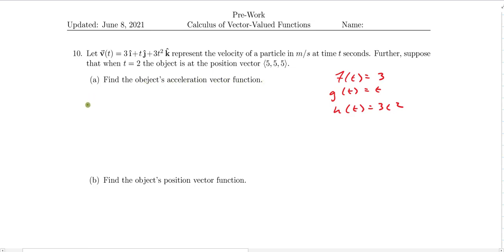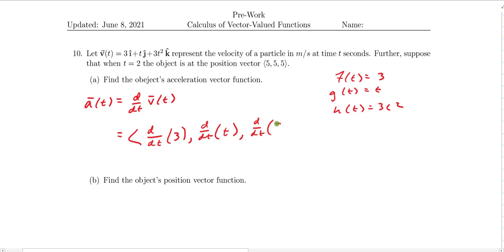So the first thing we're asked to do is find the object's acceleration vector function. Well, the acceleration vector function is simply the derivative of the velocity vector valued function. And as I implied above, and we'll talk about this more in class, that's going to be just equal to the derivative of each of the component functions. So we've got the derivative of 3, comma, the derivative of t, comma, the derivative of 3t squared. And so the acceleration function is just (0, 1, 6t). There's the acceleration function for this particle that we have moving in space.